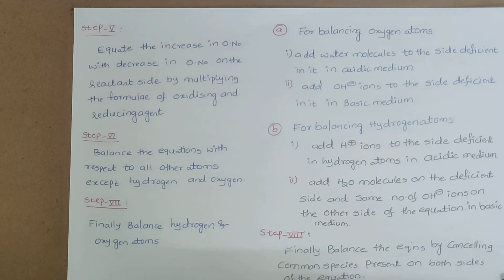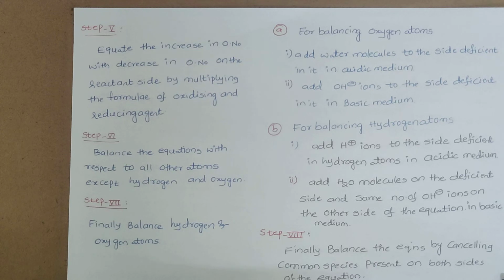After balancing the oxygen atoms, next we move towards balancing the hydrogen atoms. Here also, balancing the hydrogen atoms is different in acidic medium and basic medium. In acidic medium, add H plus ions to the deficient side. How many H plus ions are added? The deficient number of hydrogens. If 3 are needed, you add 3 H plus ions. To balance the hydrogen atoms in basic medium, add water molecules on the deficient side. Whatever number of water molecules are added, the same number of OH minus ions are added to the other side, that is the rich side.